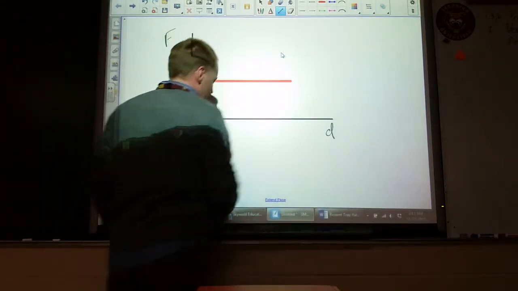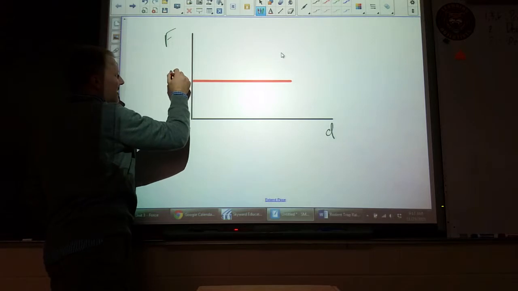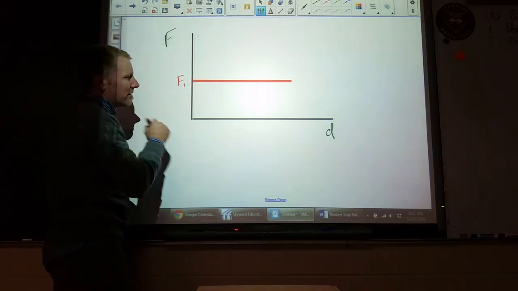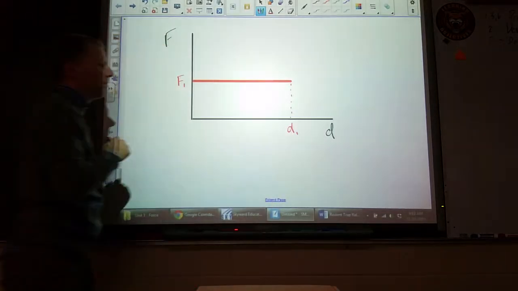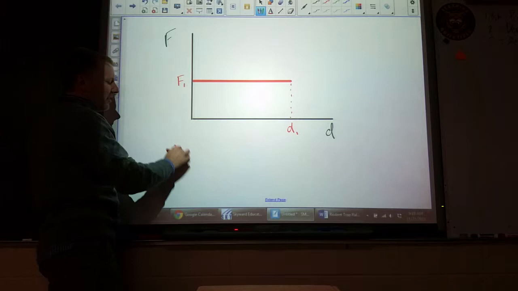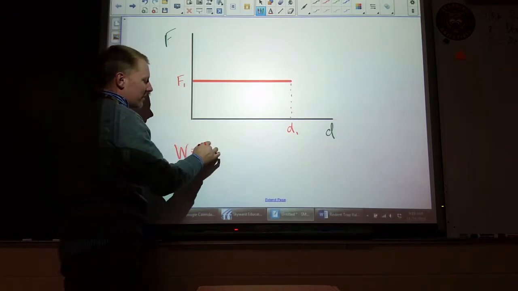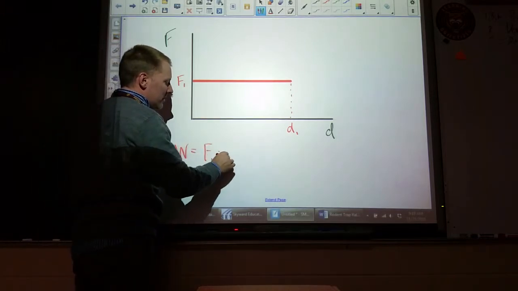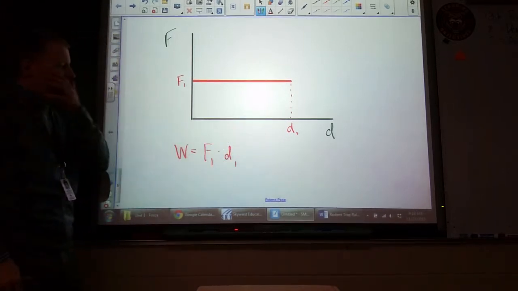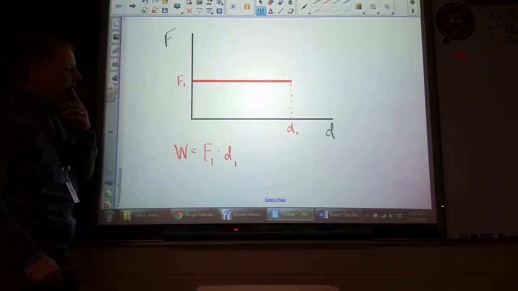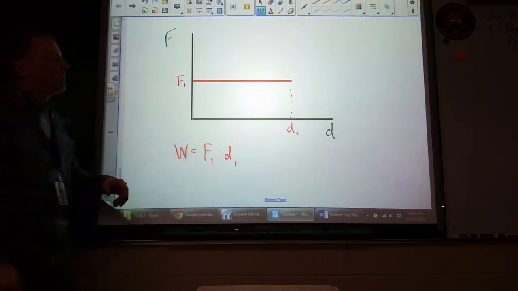Like so. And so this is at some force, I'll just call it F1, say, and it's for some distance, d1. Now we know that we can find the amount of work if we take the force times the distance. This graph is assuming that they're in the same direction already, that we've already taken out any part of that force that isn't in the direction of the distance. So we could find the work here.